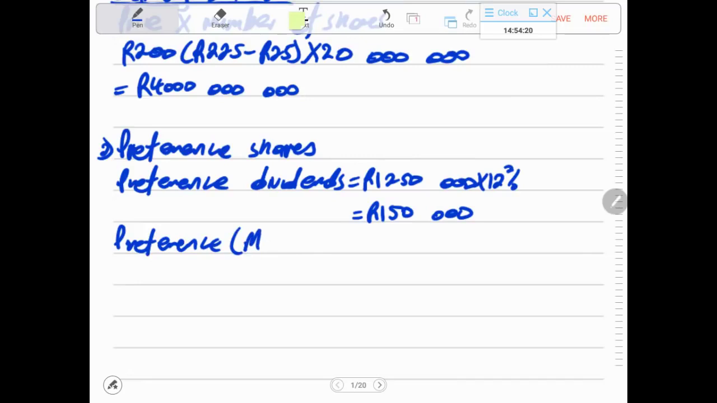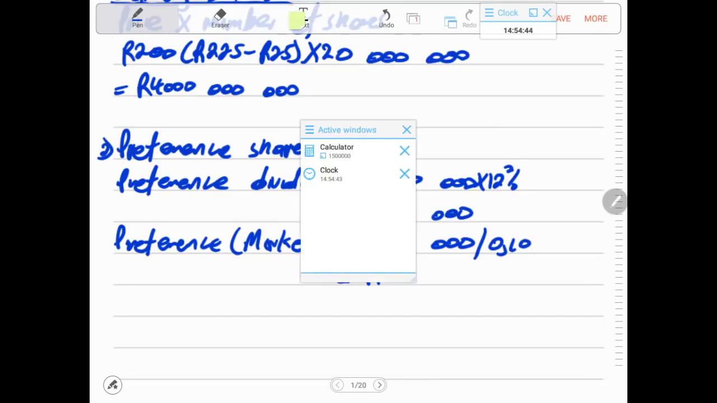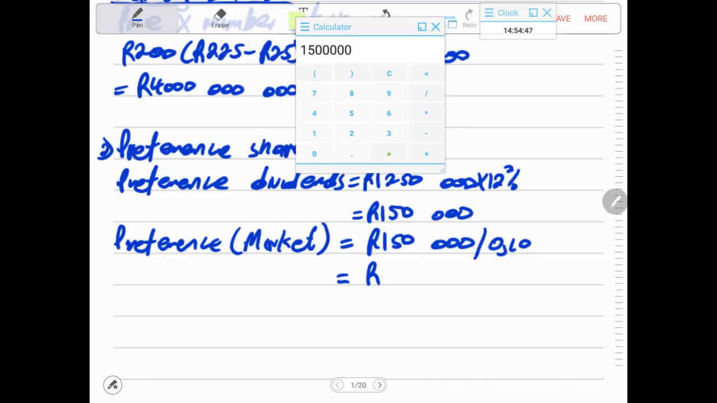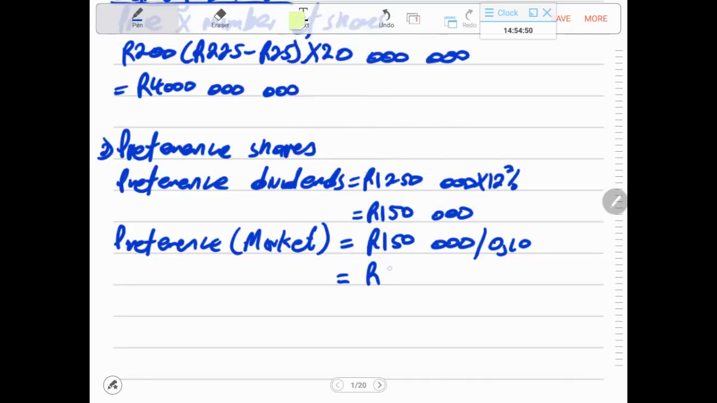according to the market values. This is the market preference share capital according to the market values. 150,000, which is our current preference dividends, we divide them by the market rate 0.10 to determine the capital according to the market rate. Then we will have 1,500,000 rands. So according to the market, this will be the capital that will be needed according to the market.